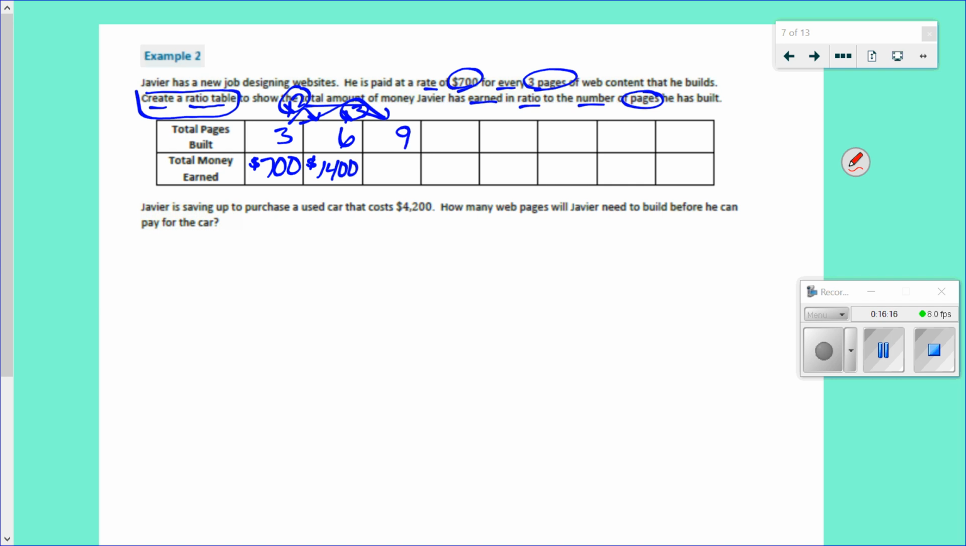700 times 3, 2,100. Now we do times 4. 3 times 4, 12. 700 times 4, 3 times 5, 700 times 5, 3 times 6, 700 times 6, 3 times 7, 700 times 7, 3 times 8, 700 times 8.